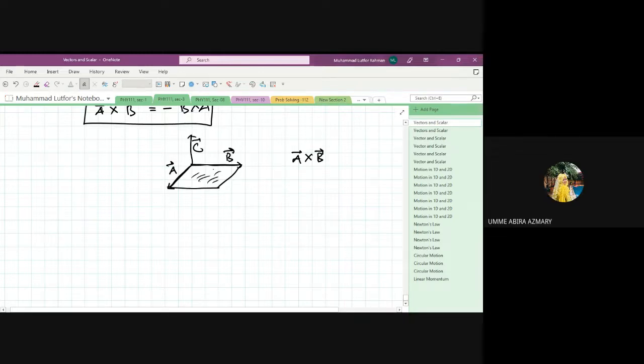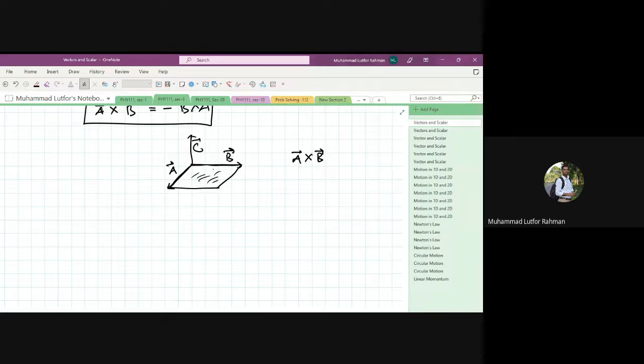Sir, if I place something in my room, I can identify its direction and its position in my room using coordinates or this A cross B direction. All right, so I'm going to ask in another way.